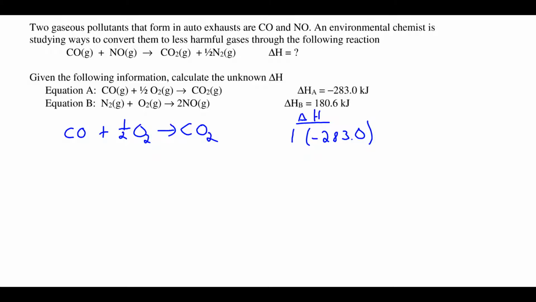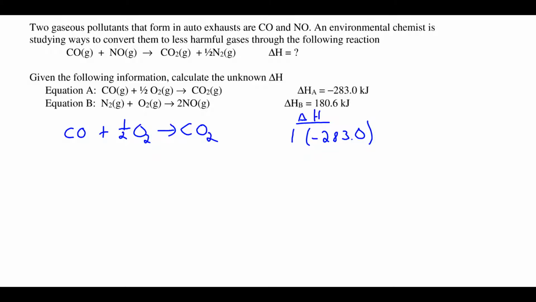The next thing I want to focus on is the NO. NO appears on the reactant side here and on the product side in equation B, and it only appears in equation B. So in order to get to this target equation, we're going to have to reverse the direction of equation B, and we're also going to have to change the coefficients.